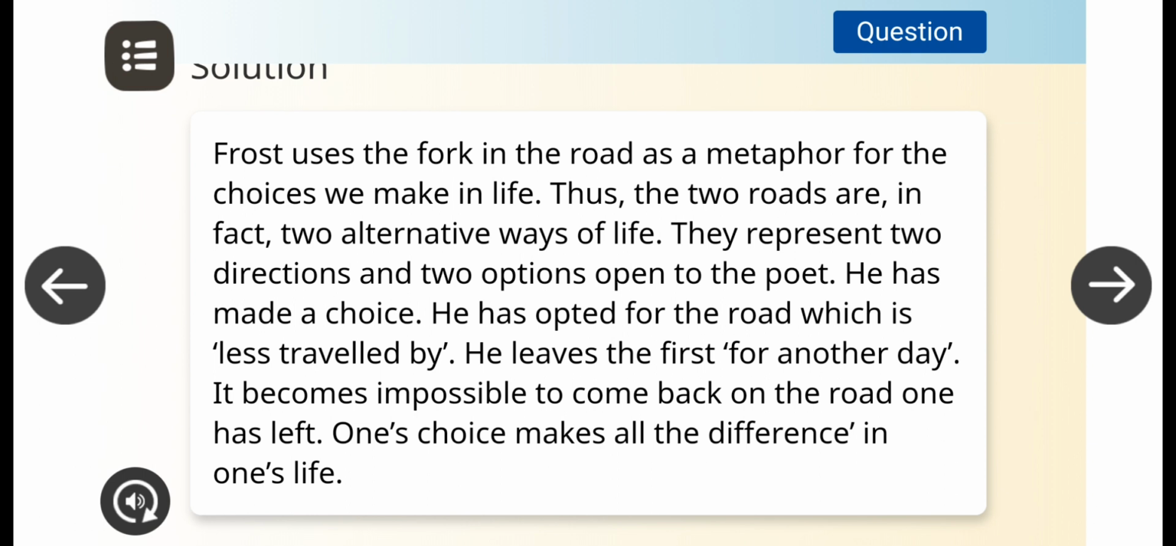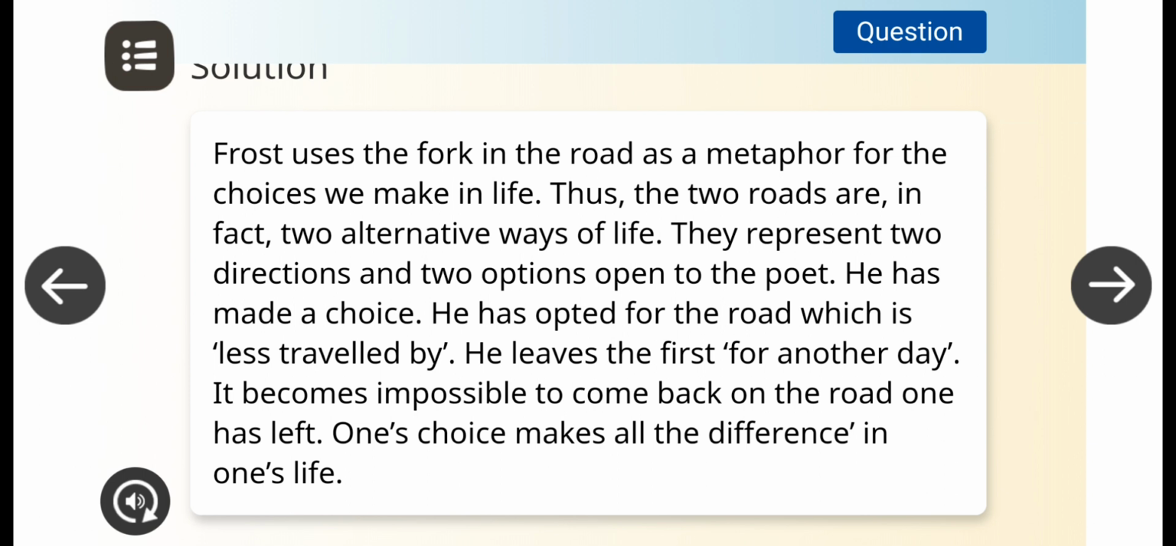Frost, Robert Frost, who is the poet, uses the fork in the road. Fork means a point in the route from where two different routes diverge or branch out, just like a crossroad. So Frost uses the fork in the road as a metaphor for the choices we make in life. Thus, the two roads are in fact two alternative ways of life. So, they are two lifestyles, two different paths of life. They represent two directions and two options open to the poet.